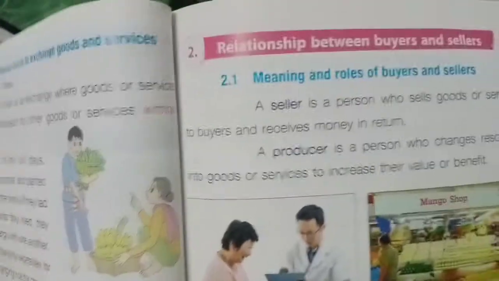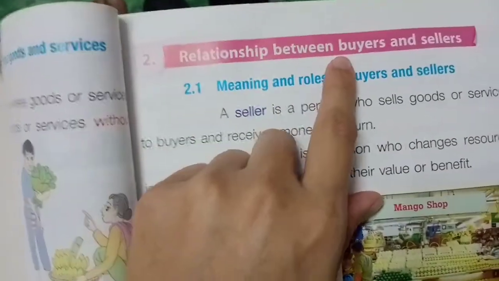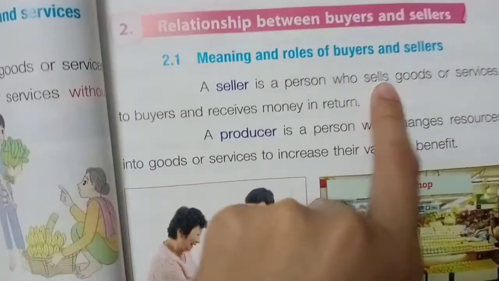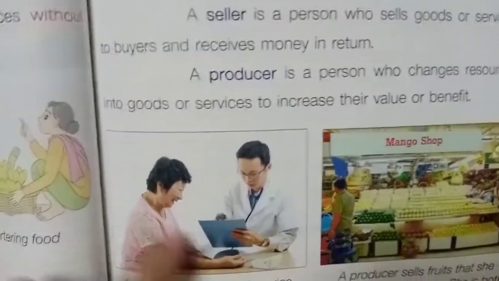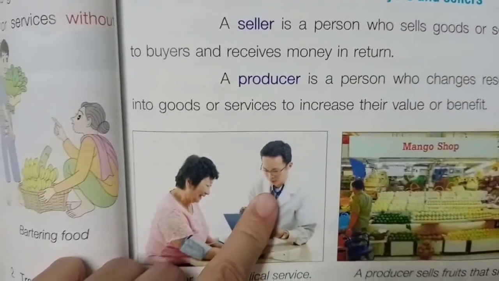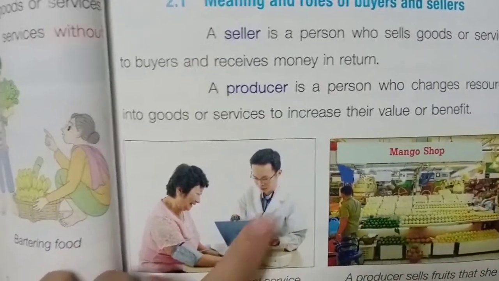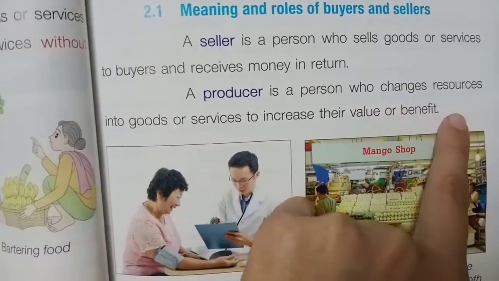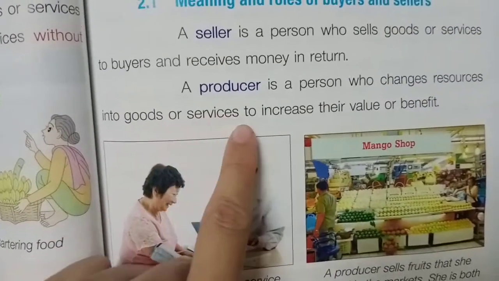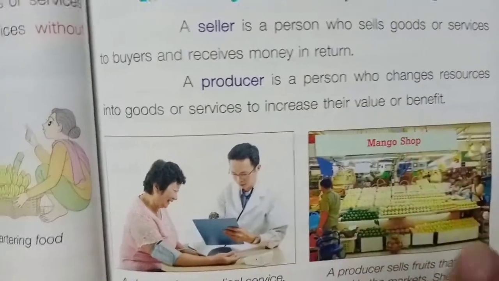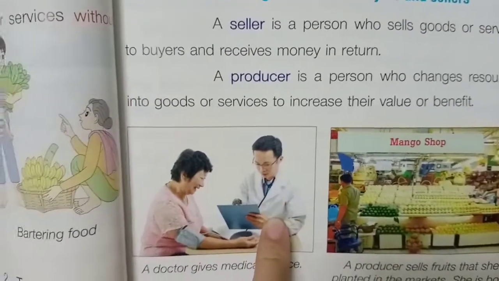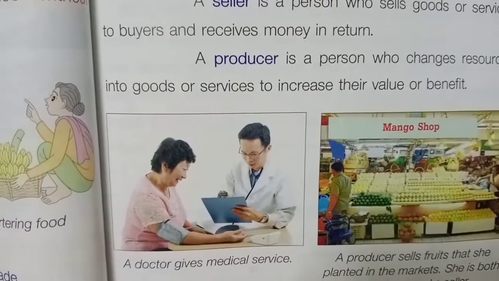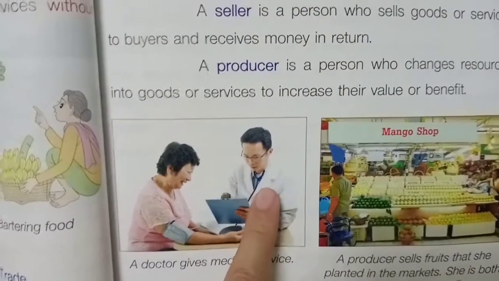Okay. So let's go to the relationship between the buyer and the seller. Okay, the seller is a person who sells goods or services. For example, this one. Because he is selling a service, he's a doctor. A producer is a person who changes resources into goods or services to increase their value or benefit. For example, as you can see, the doctor here used a stethoscope, right? It's not free. Of course, the doctor bought that from somebody.